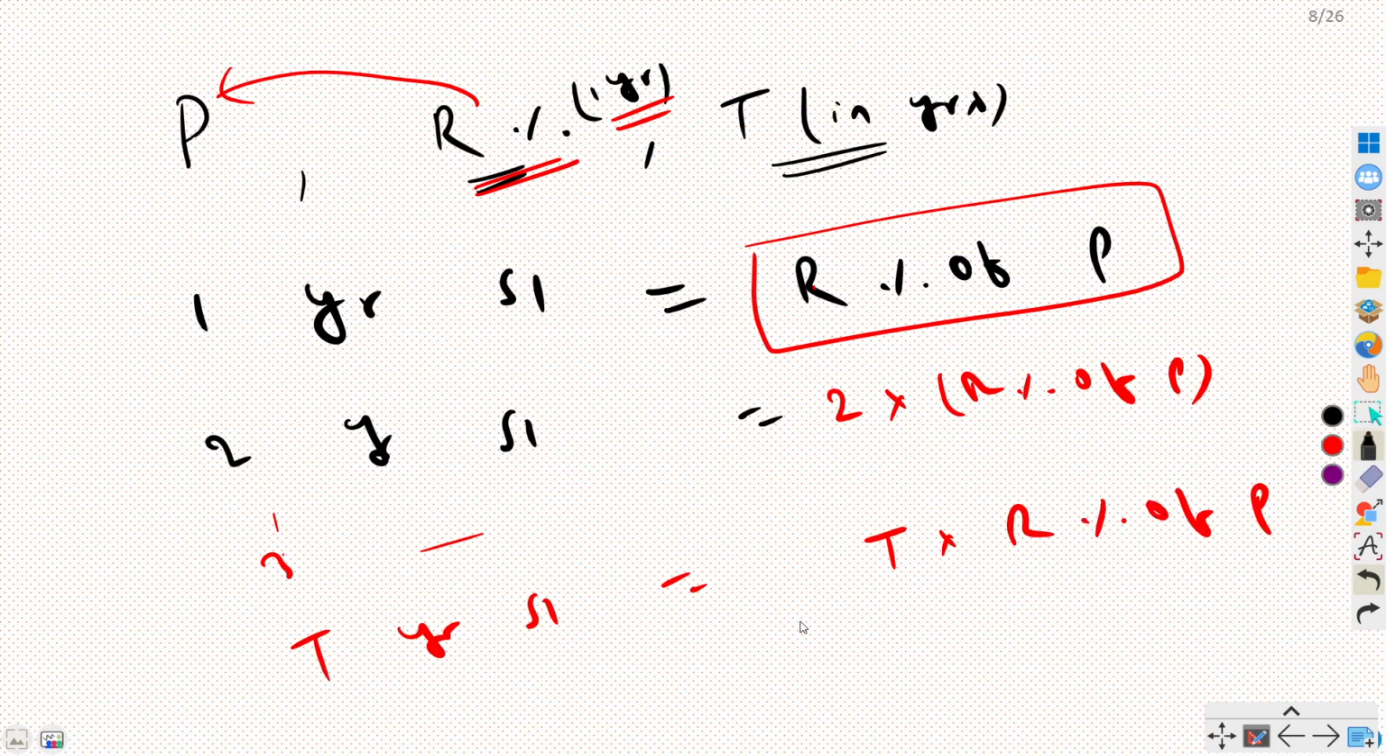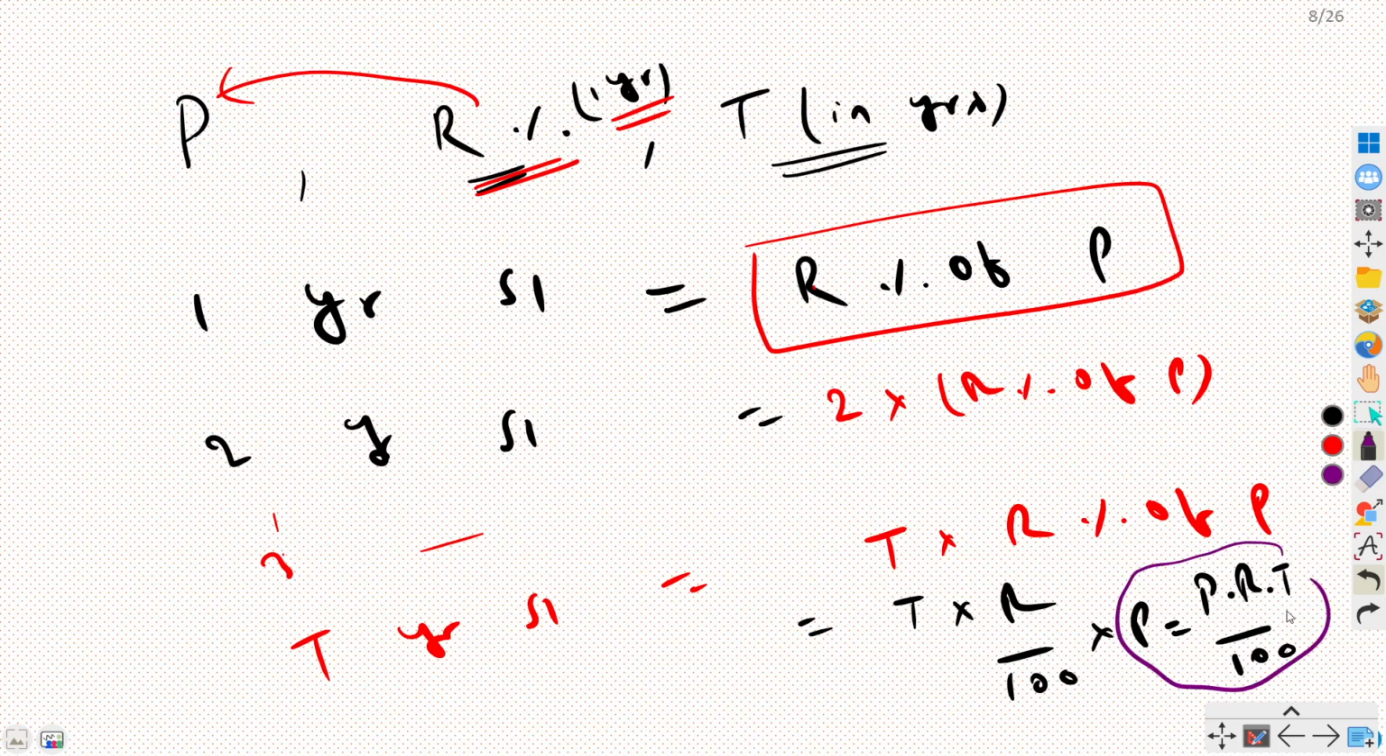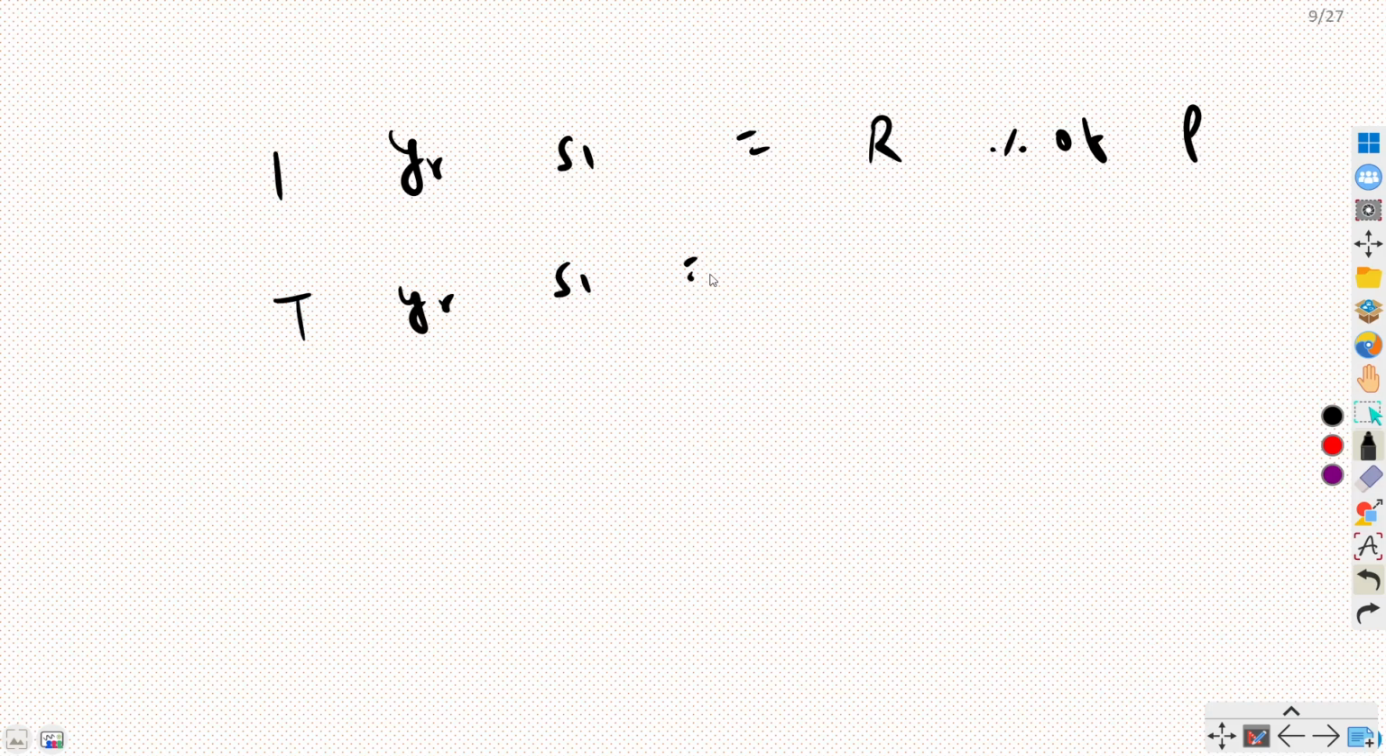Now if you open this, then you will get T into R by 100 into P, and if you rearrange this, then you will get P into R into T by 100. So that's how we get this formula, right? But we will not use this formula. We will use these two, 1 year SI and T years of SI. So let me rearrange this. We will use two things. First, 1 year simple interest will always be R% of P, right? And for T years, SI would be R into T% of P. Okay.